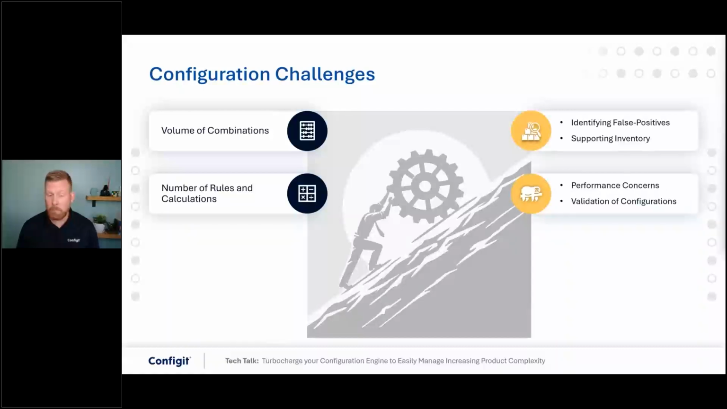The second big one we always see is the number of rules and calculations. We had one particular customer who had over 500,000 engineering rules. So how do you manage that? That's going to have quite a heavy tax on the performance of your servers. And of course, how do you validate those configurations to ensure that the rules and all of the calculations are valid?